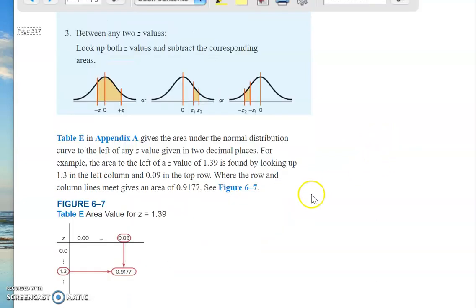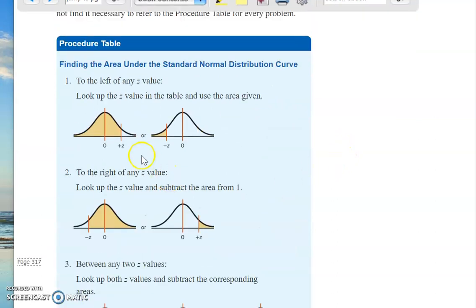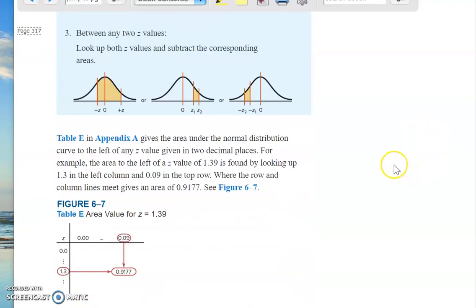Okay, all right, so this is very important. This table gives you the area under the normal distribution curve to the left of any z-value. That's what you need to keep in mind. It's to the left. And there's a cartoon. If you look in your book, at the very bottom of the page, there's a little cartoon that's going to look just like this one right here. That's to remind you that that's what it's giving you.